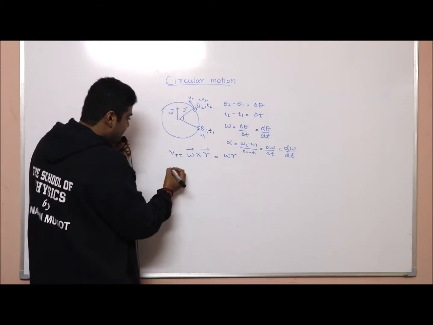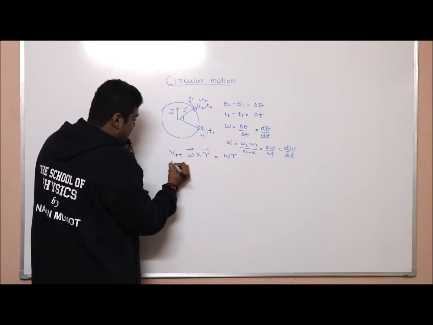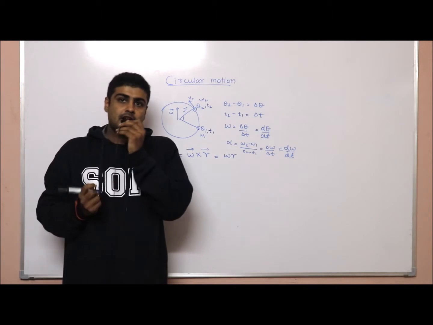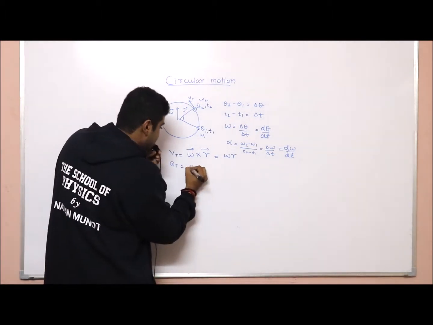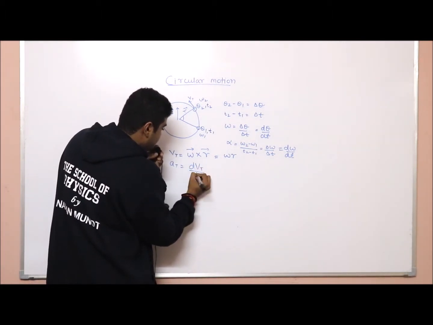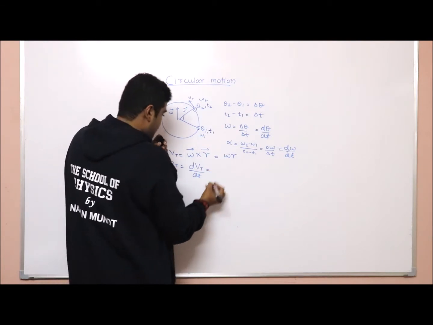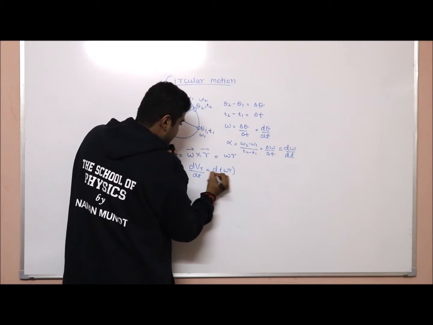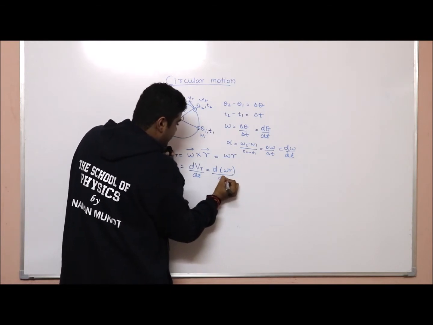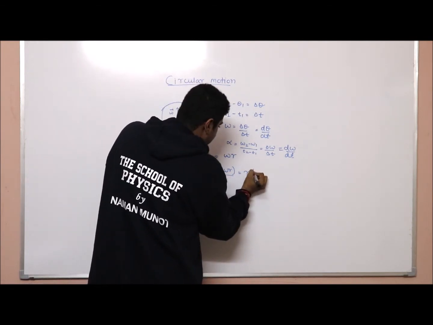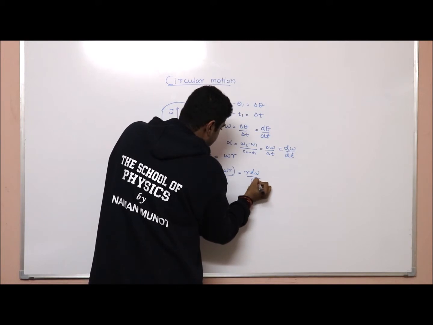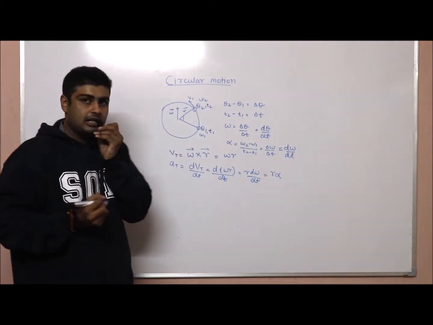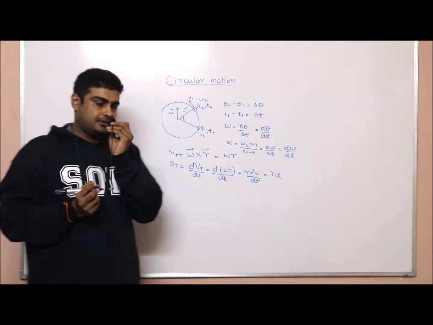Now, when we have this Vt, what will be the tangential acceleration at? It is very simple. It is d Vt by dt, which is equal to d(omega r) by dt. Taking r outside, we have r into d omega by dt, which is equal to r alpha. So r alpha is our tangential acceleration.